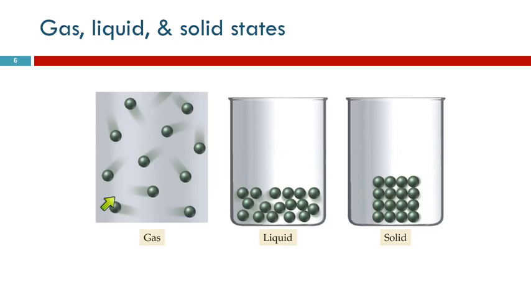So we see in gases, lots of space between the molecules or atoms, no real interactions going on. In a liquid, close together, but able to slide around. In a solid, fixed in a rigid order.